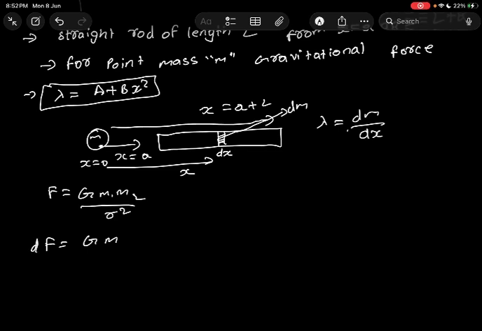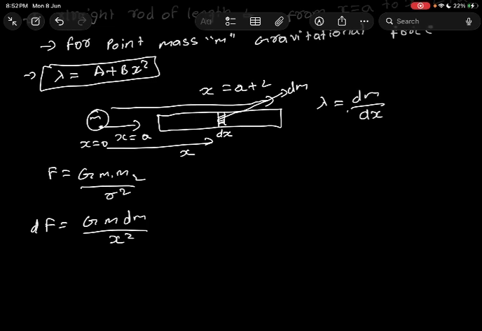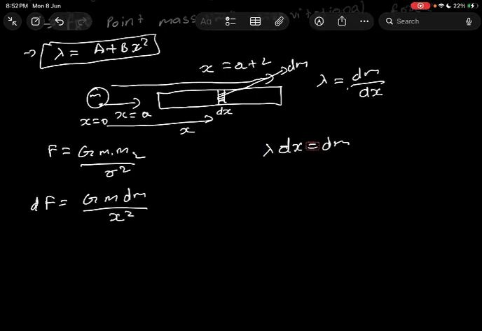So dF equal to G M into dm, and for the distance of x squared, we are properly making sure the dimensions are the same for the formula. Now lambda, what is dm? Lambda into dx by dm. Yep, we got that clear. So if we just substitute that over here, G M of lambda into dx by x squared.